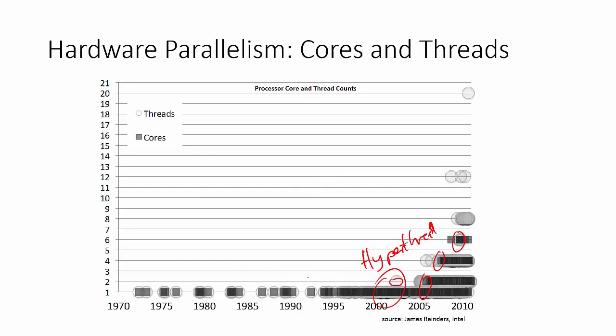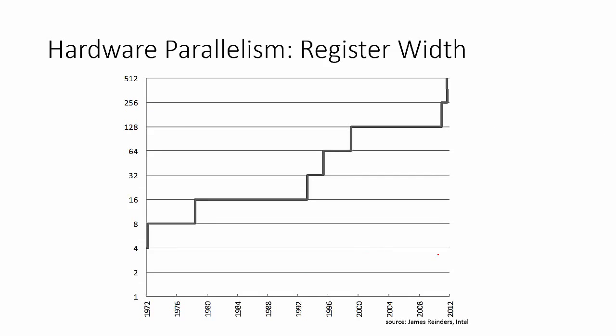So we have increasing parallelism in hardware, and then we can also look at how big the registers are that you have in the processor. Wider registers means that you can fit more data in a register, and with more data you can do more operations in parallel. This is by using what's called SIMD, or single instruction multiple data instructions in processors.